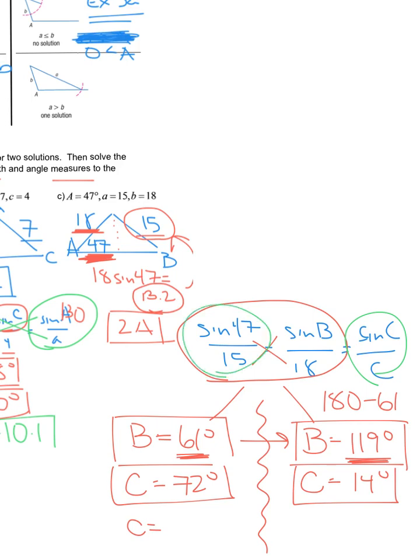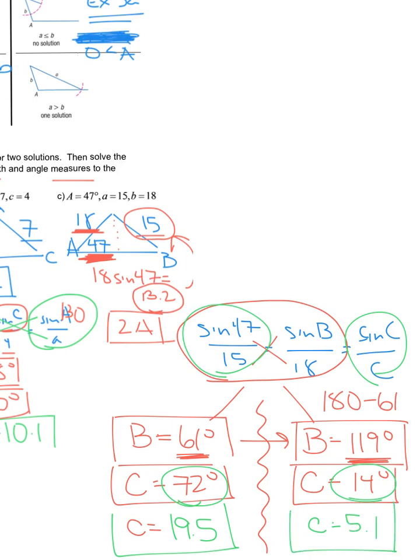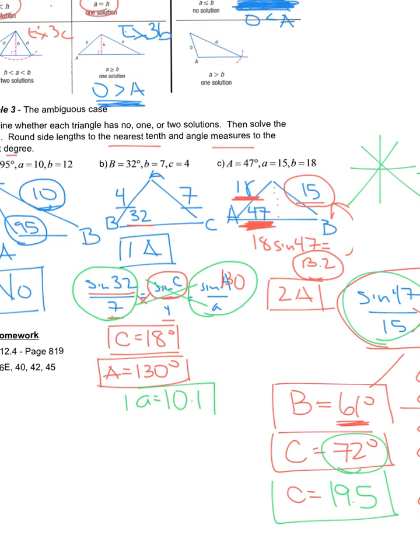And we're going to compare it back to the original, but keep in mind we're using our new C values and different C values. When I use 72 degrees, I get this side length is 19.5. And when I use 14 degrees, I get C is only 5.1. Again, this is probably the most confusing part for people. I will post a second video regarding this information online.